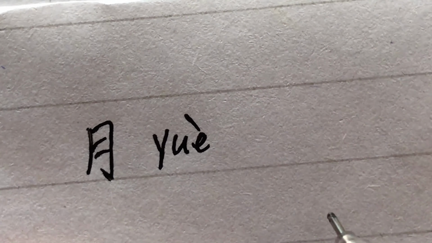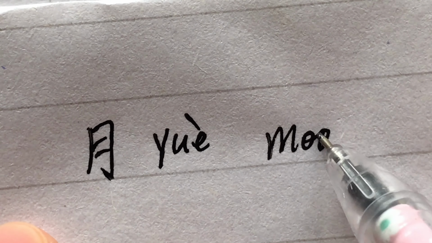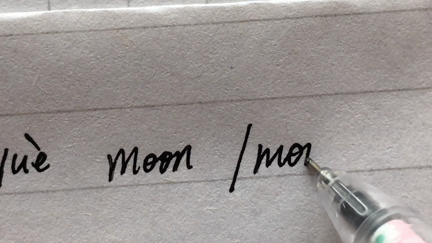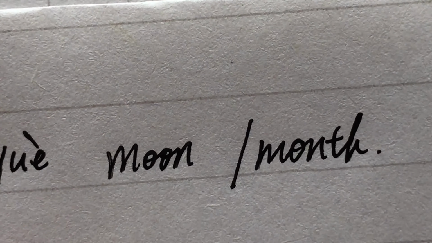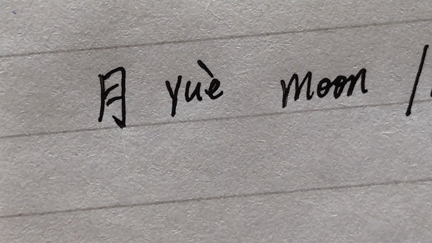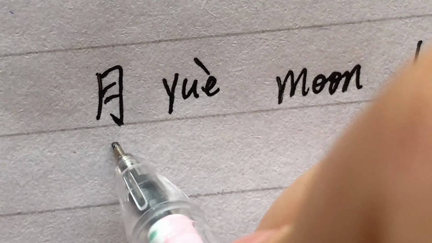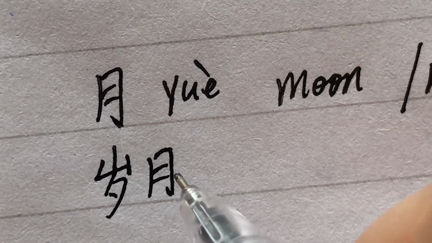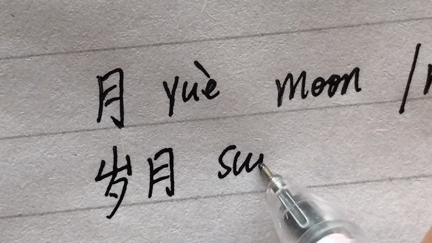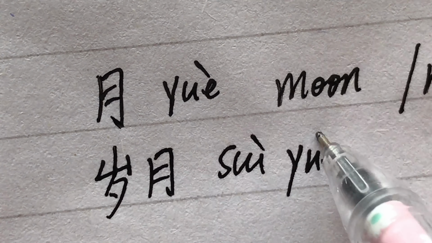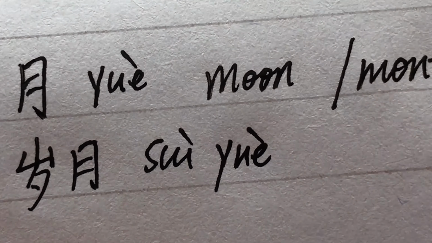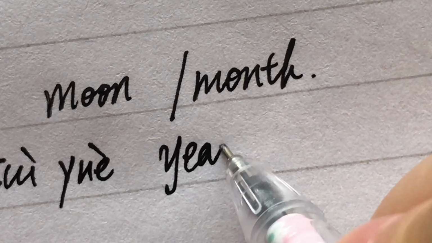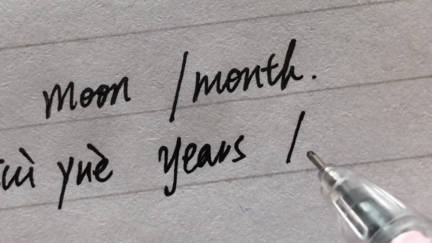Moon, month, for example, 岁月, years, or time.